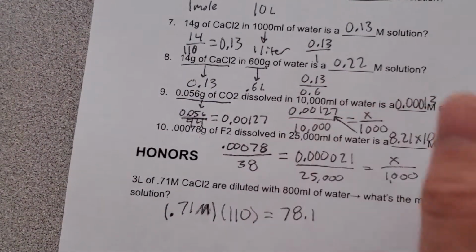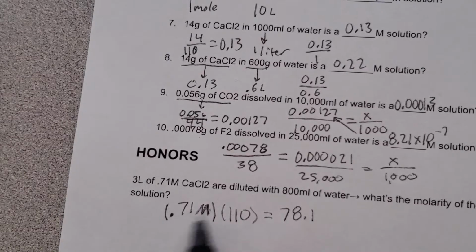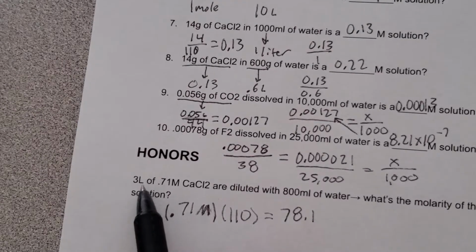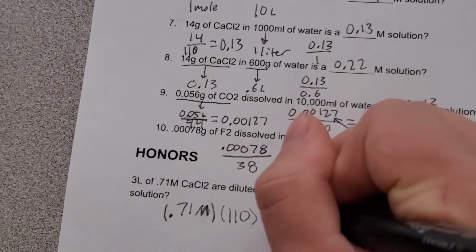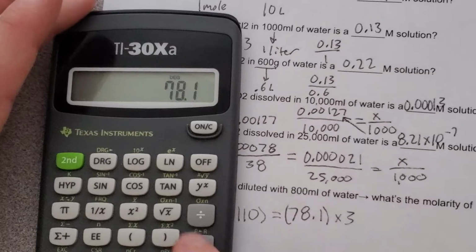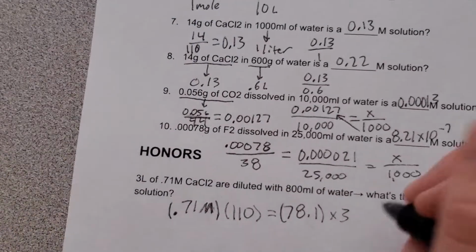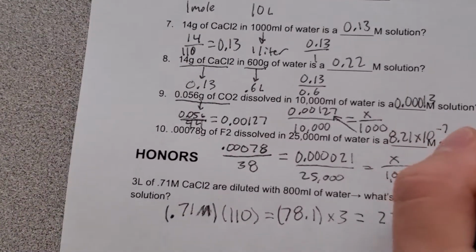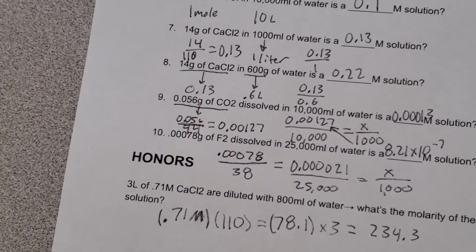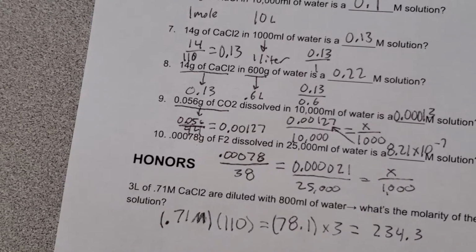78.1 grams. But since this is molarity, 0.71 moles per liter, we're assuming by doing it this way, it'd be if there was only 1 liter. But since we have 3 liters, we need to multiply this by 3. You take this and multiply by 3, so 78.1 times 3, and we get 234.3. All right, so that's how many grams of CaCl2 we have.